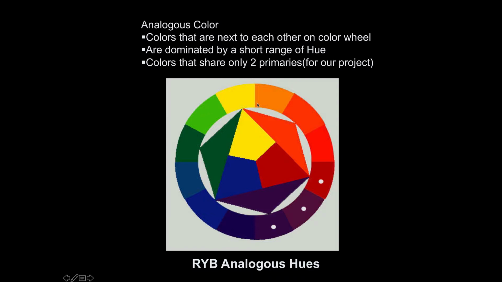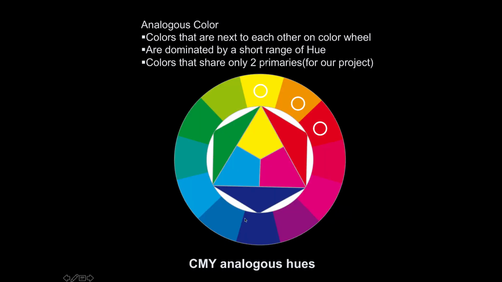Not that these don't make interesting combinations, but we can start running into problems with our analogous study when we start doing this. Here's the analogous in CMY, and CMY is what we're going to be working in. Again, it's a very short range. So if you start from a primary, you can go to an intermediate and a secondary, or we could have gone the other way. There are varieties, but they're usually three, maybe four colors next to each other, but they certainly wouldn't go from a primary to a primary.